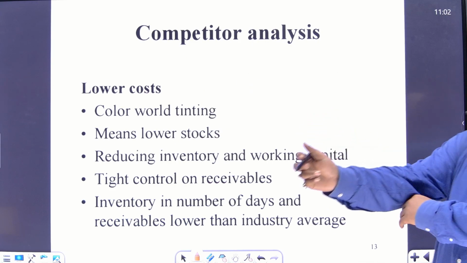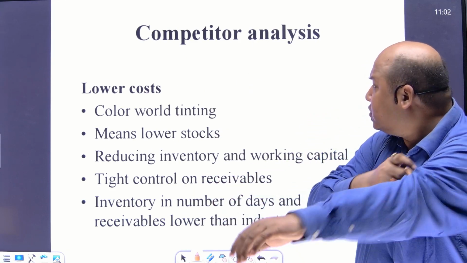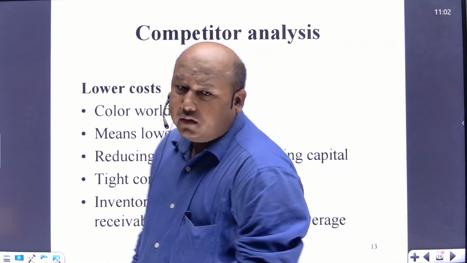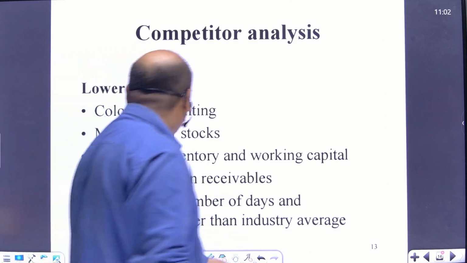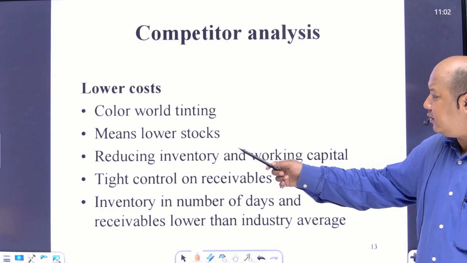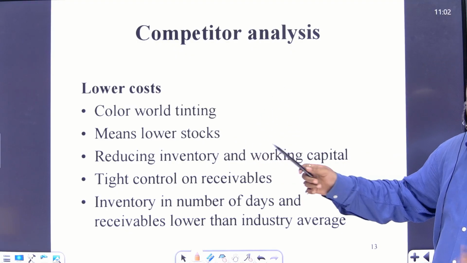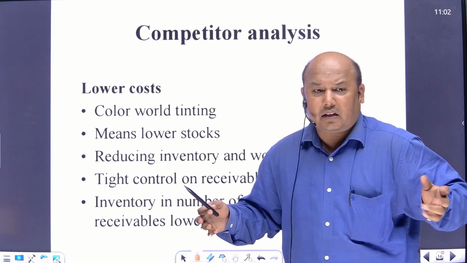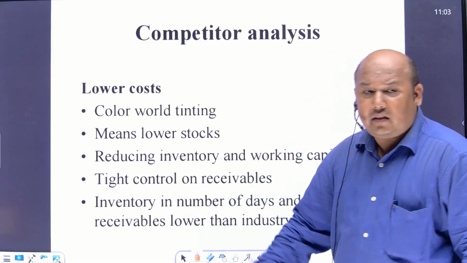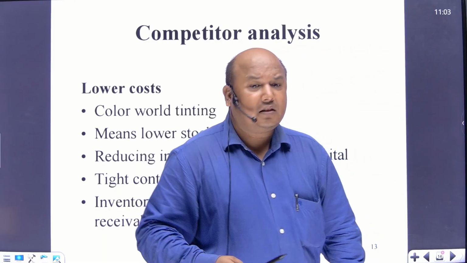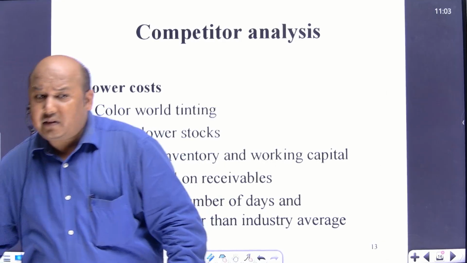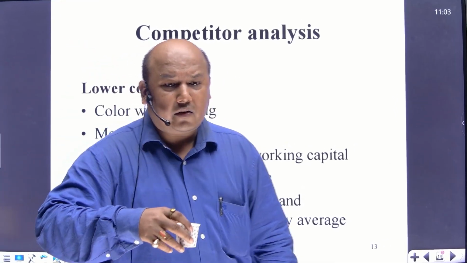So when we do competition analysis, lower costing plays a very important role. Here they have lower cost. Colour tinting means lower stock, reducing inventory cost, which means lots of things, like expiry dates will not be a problem. So inventory management is very important. That's why we are now coming with the ERP system. We are coming with automation so that inventory management is done. So IT plays a role in that. Automation plays a vital role in that.